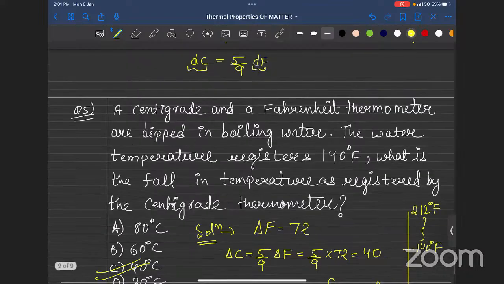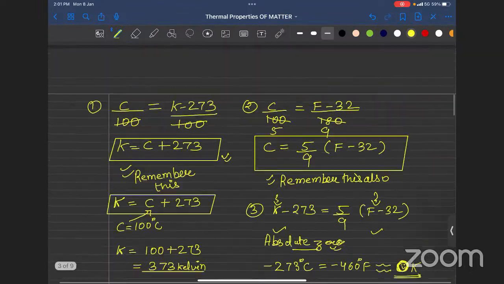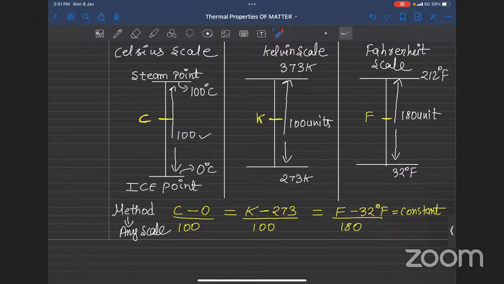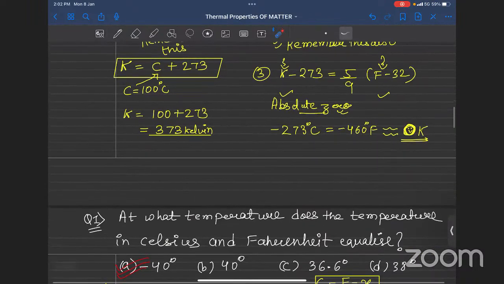Now, if we revise a little bit from the topmost topic, we have converted, we got this thing. If suppose there is some random temperature on the Celsius scale, you can now convert it from Celsius to Kelvin and then Kelvin to Fahrenheit. It's not just for the Celsius scale, Kelvin scale and Fahrenheit scale. You can convert for any of the random scales now, isn't it? So we have the equations which you have to remember.